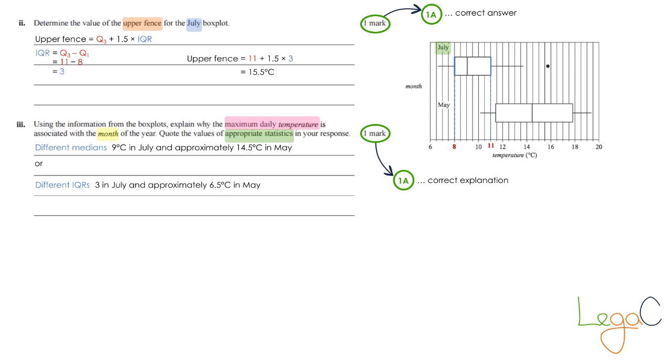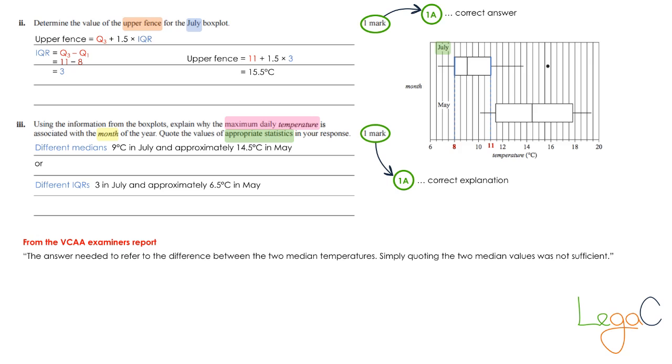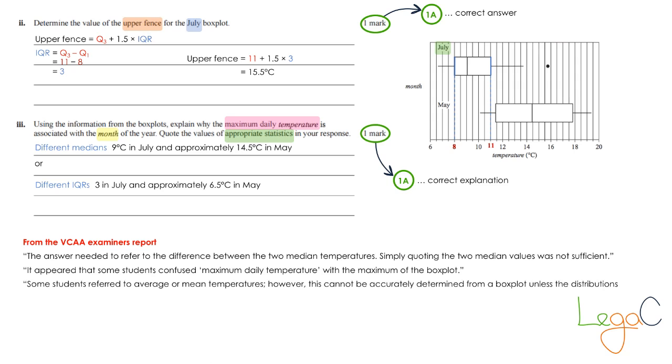Here are some notes from the VCAA examiner's report. The answer needed to refer to the difference between the two median temperatures; simply quoting the two medians' values was not sufficient. It appeared that some students confused maximum daily temperature with the maximum of the box plot, and some students referred to average or mean temperatures. However, this cannot be accurately determined from a box plot unless the distributions are clearly symmetric.